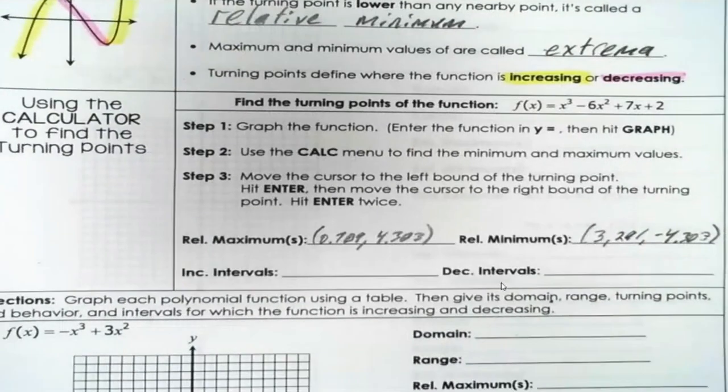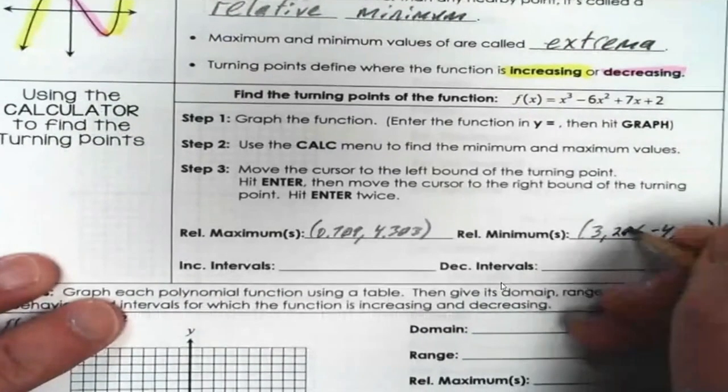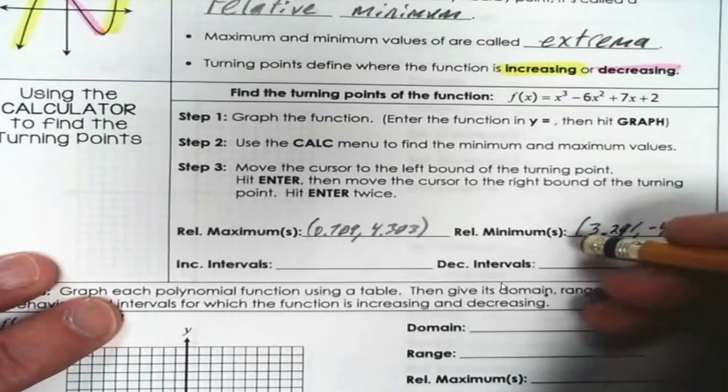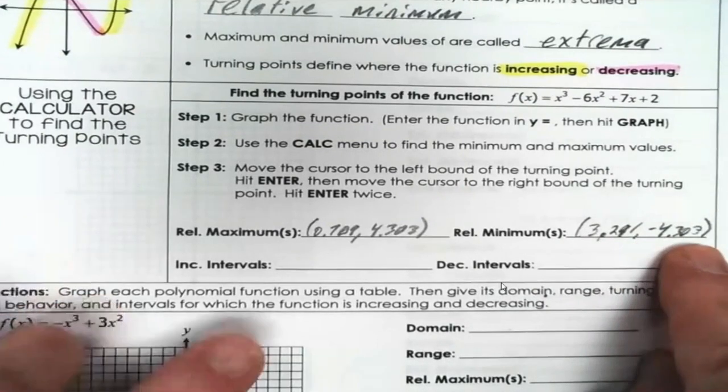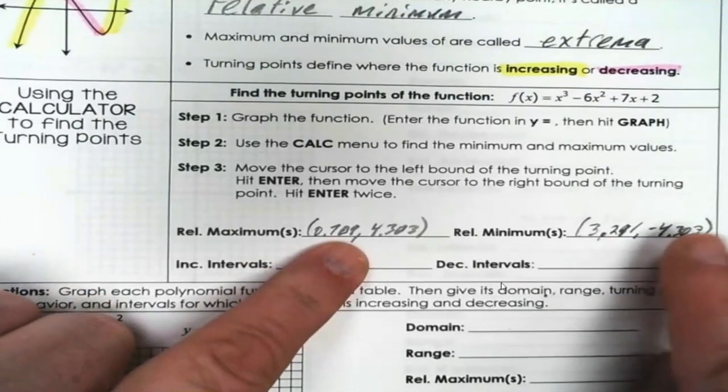Okay. So at 3.291, no, that's not a comma. That should be a period. 3.291, negative 4.303. So here's the relative maximum point. Here's the relative minimum point.